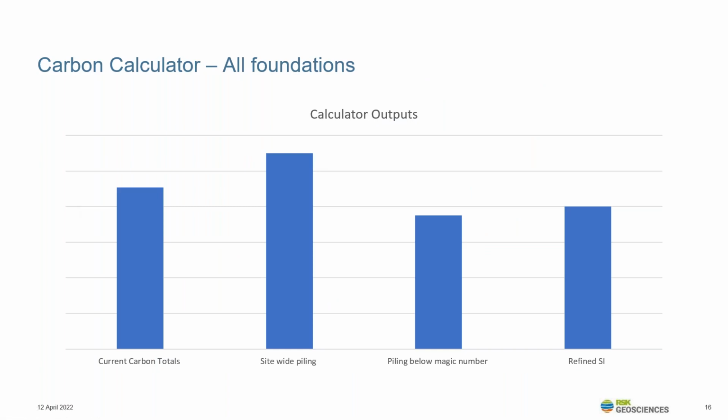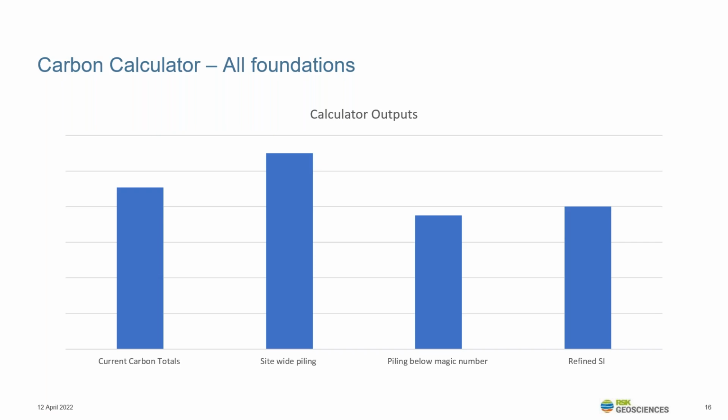The first bar on this chart shows the total carbon for the foundations on the site. That's for taking the 190 approximately 1.5 metre deep foundations through all of the other foundations and the piled foundations, and that gives you the carbon total for the site.